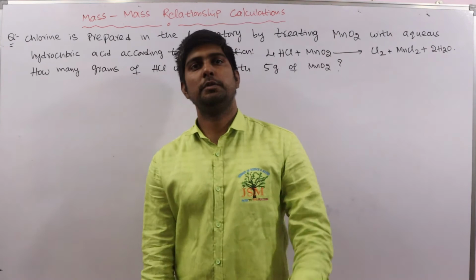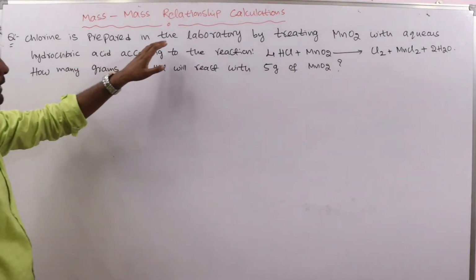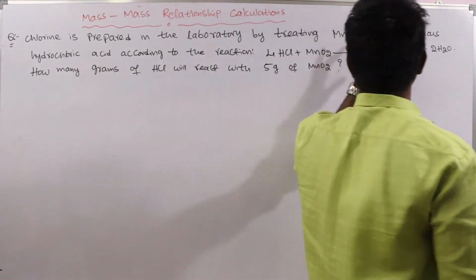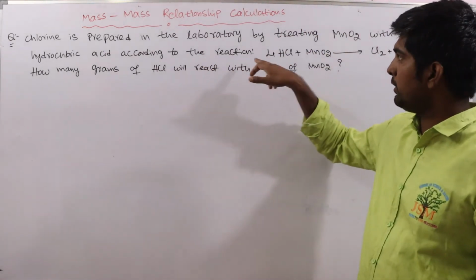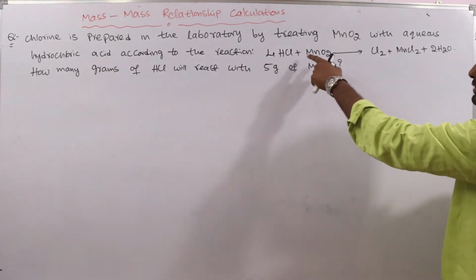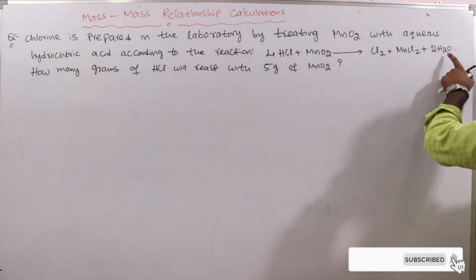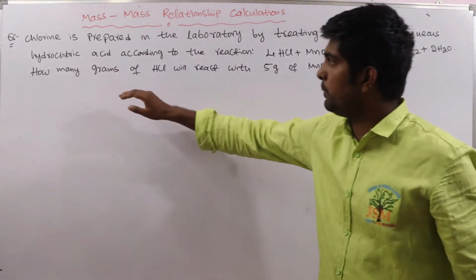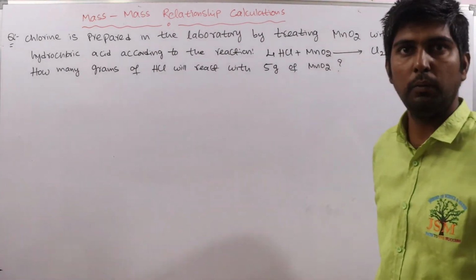Okay, now let us see one more model problem. Chlorine is prepared in the laboratory by treating MnO2 with aqueous hydrochloric acid. According to the reaction, 4HCl plus MnO2 gives Cl2 plus MnCl2 plus 2H2O. How many grams of HCl will react with 5 grams of MnO2?